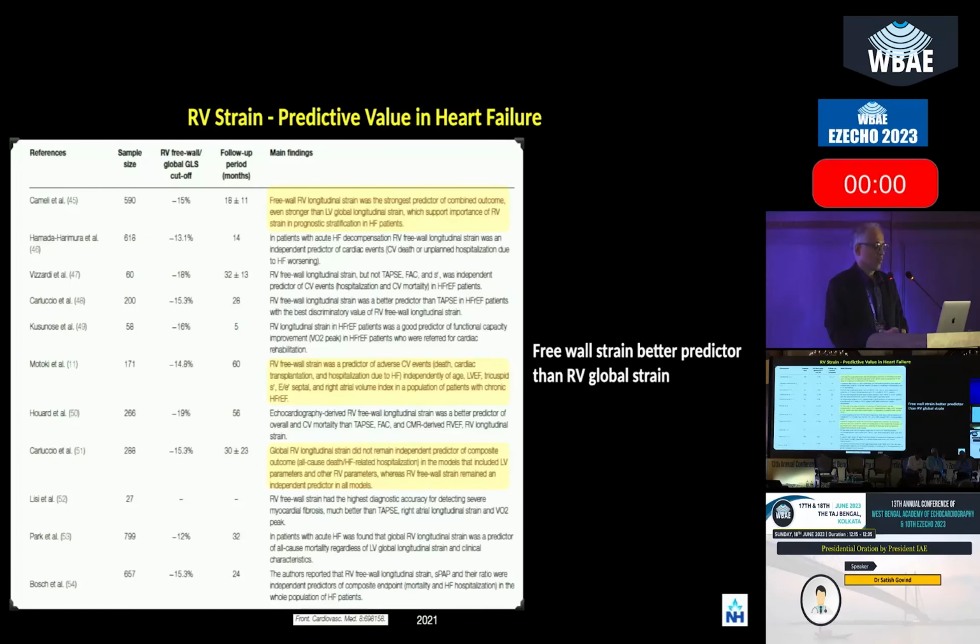Now, what about when you compare it with the LV itself? When you look at these various regurgitant lesions or stenotic lesions, not much value over there. There's a lot of variation, but free wall strain again stands out as far as heart failure is concerned, and in terms of how the outcome is going to be. But when it comes to LV, there are 3 studies which show that RV is much better than the LV here.